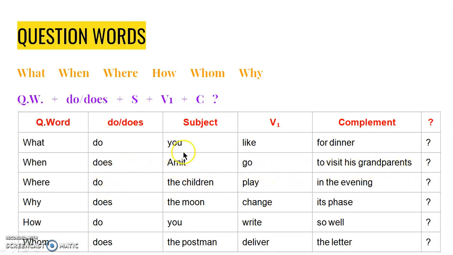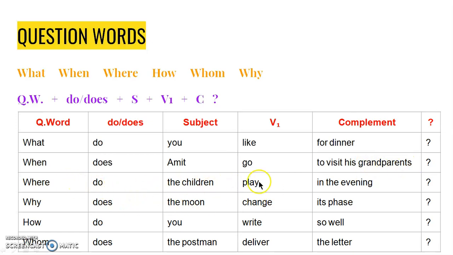When does Amit go to visit his grandparents? So here your subject is Amit, third person singular. So you are going to take help of does. And it starts with the question word when. You want to know the time. When does Amit? Then V1 form is go, complement to visit his grandparents.